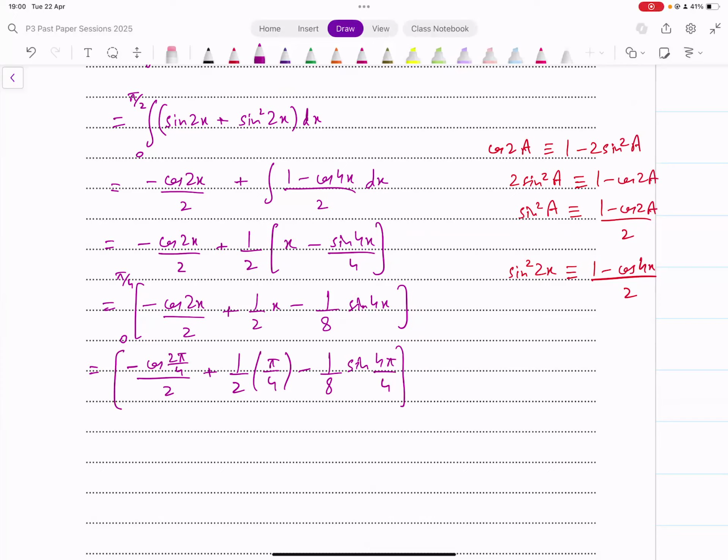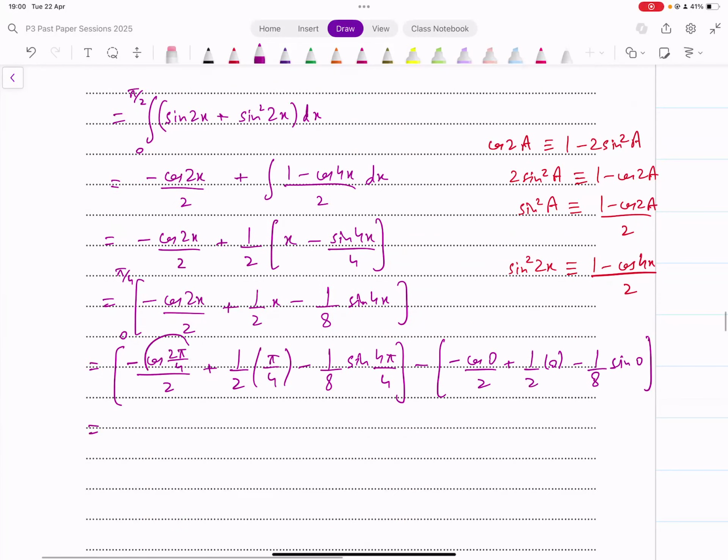Subtract from this the case when you input x equal to 0, and that will give you minus cos of 0 over 2 plus 1 over 2 times 0 minus 1 over 8 times sine of 0. Okay, now let's simplify this. Cos of pi over 2, you can evaluate this on your calculator if you don't remember that, but cos of pi over 2, that's 0, right? The first term is going to become 0.